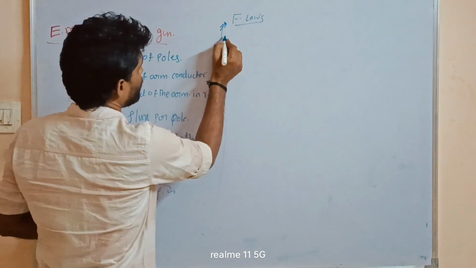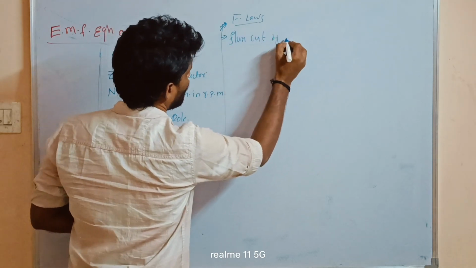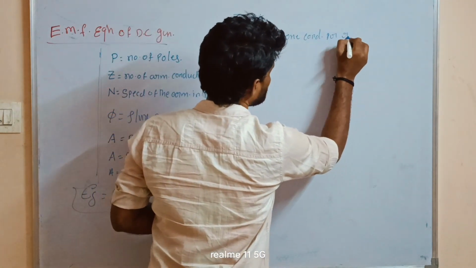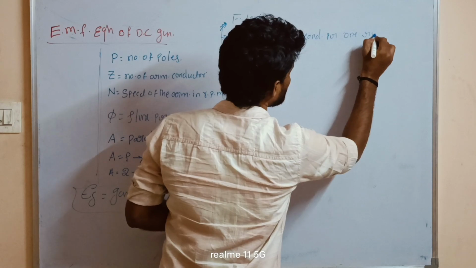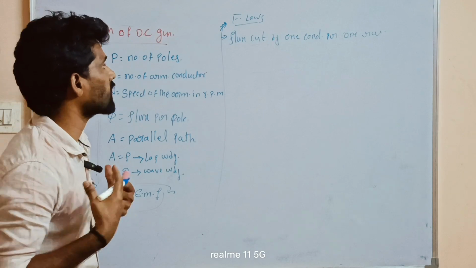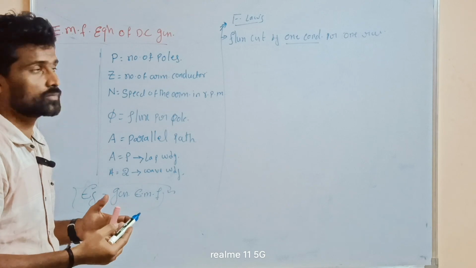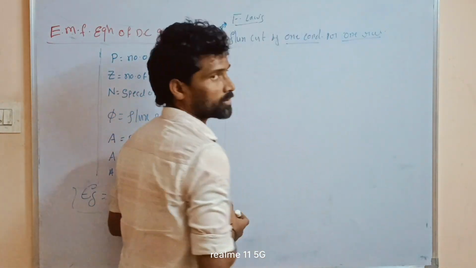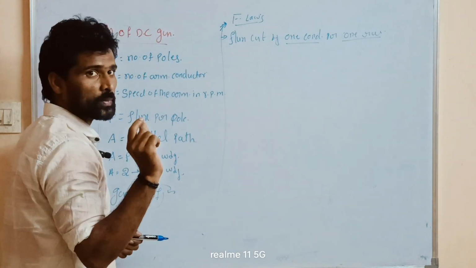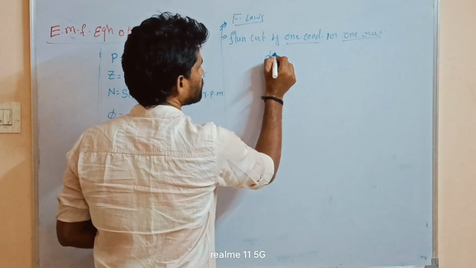So here we take the flux cut by one conductor per one revolution. The armature consists of a number of conductors, but we assume only one conductor. The armature is always rotating, but we take only one revolution. In one revolution, one conductor, how much flux will be cut? A small amount of flux will be cut, and that small amount of flux is denoted by d phi.